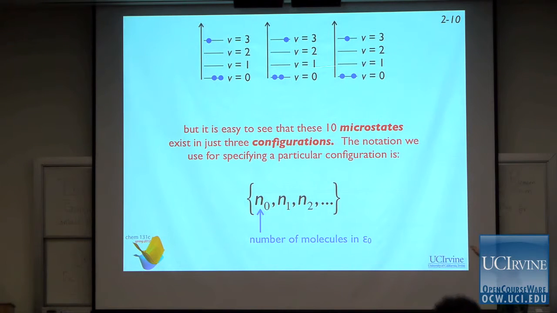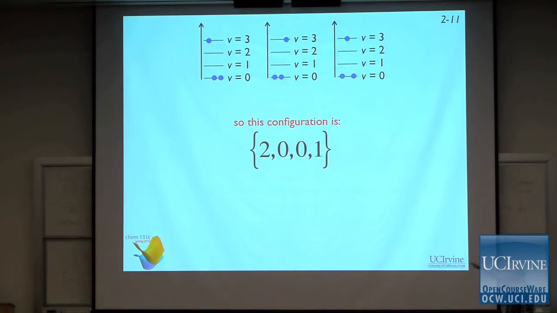So you can see these are all in the same configuration. How do I know that? There are 2 that have the ground state occupied, and 1 that has the third, V equals 3, occupied. That's also true here, 2 and 1. Also true here, 2 and 1. So they all have this configuration here, 2, 0, 0, 1.